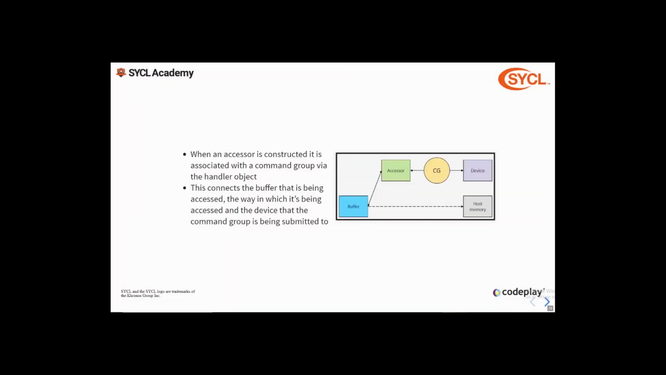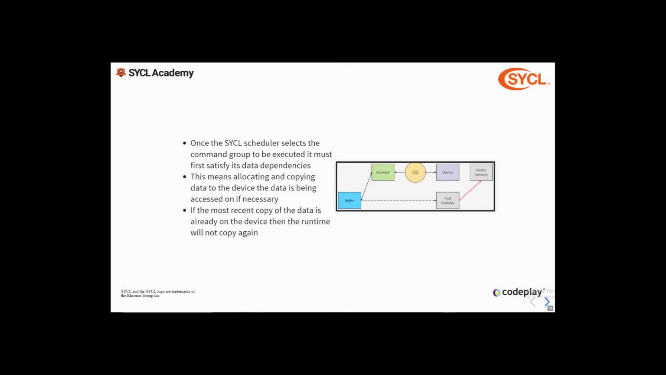When an accessor is constructed, it is registered with a command group via the handler object. This connects the buffer being accessed to the way in which it's being accessed and where it's to be accessed. With this information, the runtime can schedule the command group in relation to others. Once the runtime scheduler selects that command group to execute, it must first satisfy its data dependencies. This usually means copying the data to the target device.